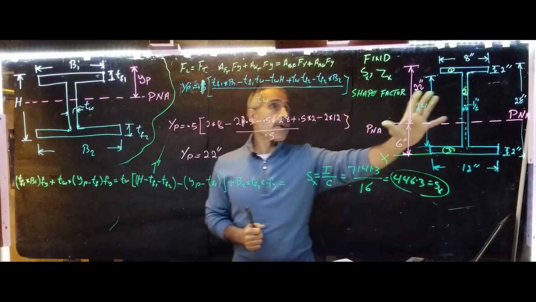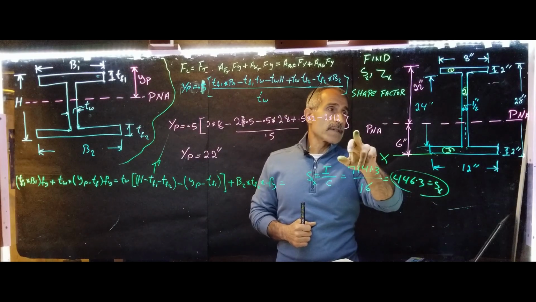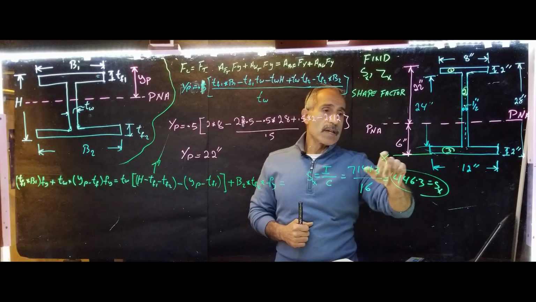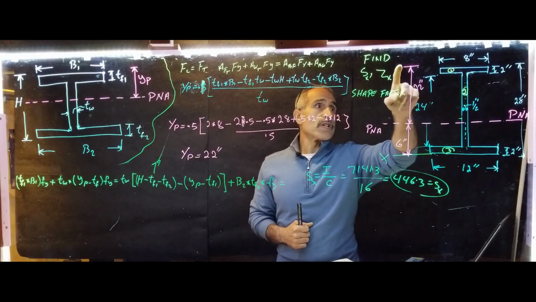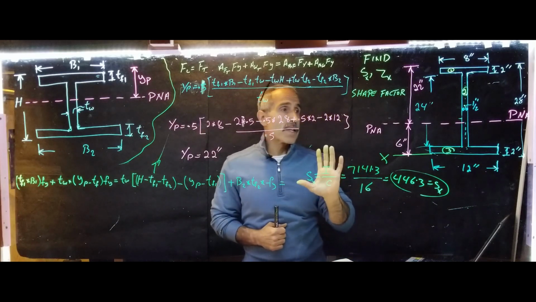Okay, so now I went ahead and redid this over again and put in the plastic neutral axis. I got rid of the neutral axis because I need room here. So the plastic neutral axis is going to be 6 inches from the bottom or 20 inches from the top. And now we're going to go ahead and calculate Z.